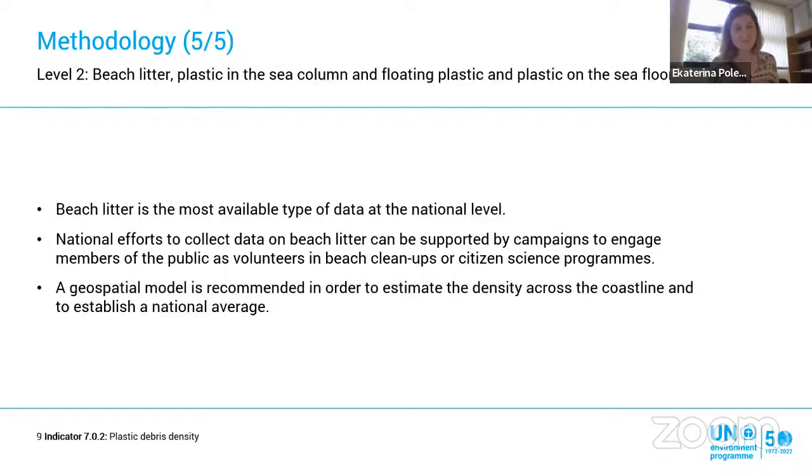Next slide, please. Regarding level 2 indicators, beach litter, plastic in the water column, floating plastic and plastic on the sea floor, beach litter is the most available type of data at the national level. National efforts to collect data on beach litter can be supported by campaigns to engage members of the public as volunteers in beach cleanups or citizen science programs. A geospatial model is recommended in order to estimate the density across the coastline and to establish a national average.